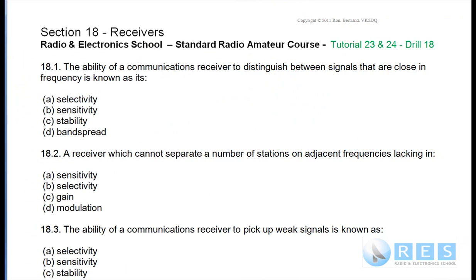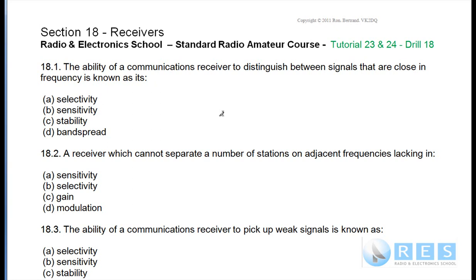Okay, welcome back. Let's have a look at the types of exam questions you could get in your assessment. These are just facsimiles of the real exam questions, but they're very representative of what you might get in the exam. So we're going to do section 18 on receivers. And you should have watched tutorials 23 and 24, and your self-test for this is drill 18.